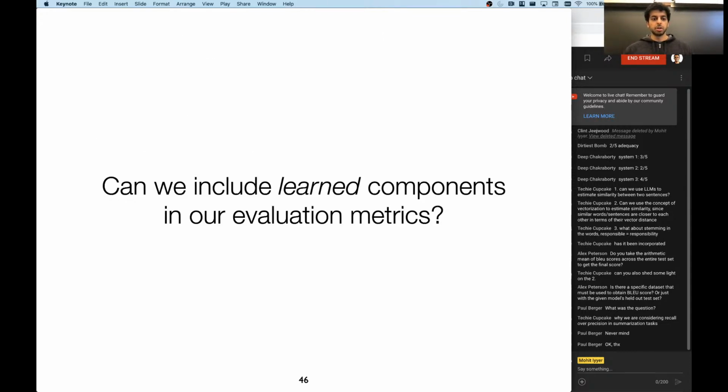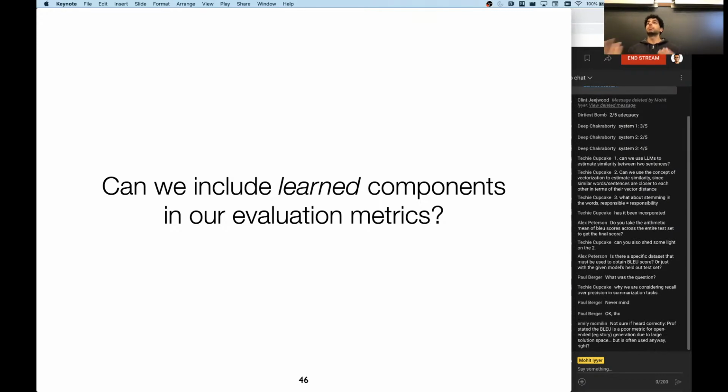Okay, so now let's move on to what is a very natural question that several of you have raised, which is, why do we have to do this when we have these powerful encoder models? Like, why can't we just learn an evaluation metric instead?